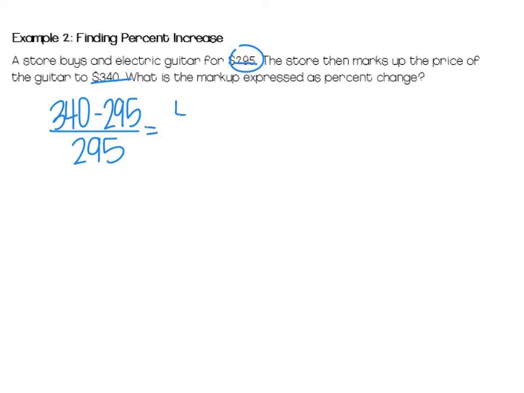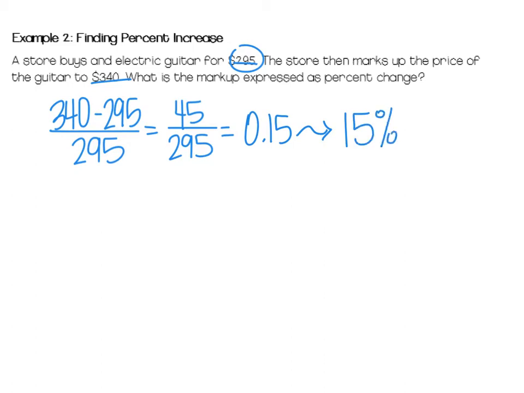I get 45 up top when I do my subtraction over 295. And when I divide, I get 0.15, which we need to change to a percent, so that's going to be 15. And I went up, so that's going to be an increase.